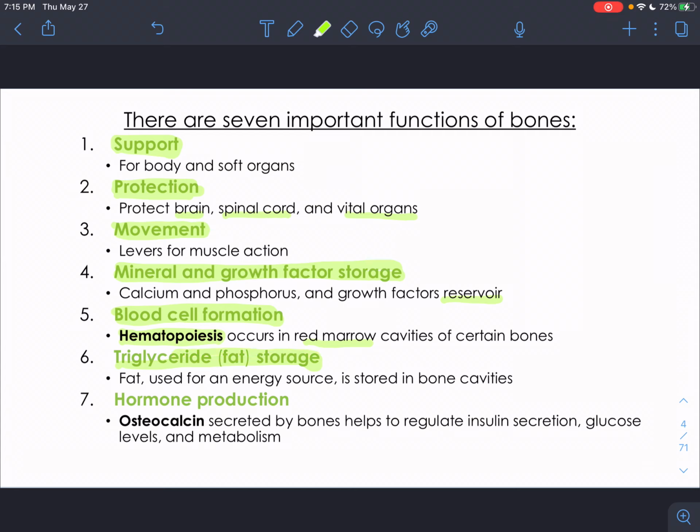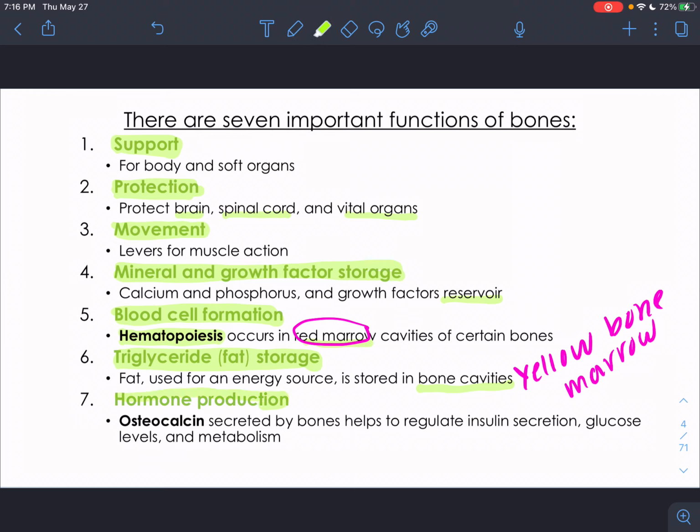Functions in triglyceride, which is fat storage. It's stored in bone cavities in yellow bone marrow. Right, so red bone marrow is responsible for blood cell formation. Yellow bone marrow is fat storage.